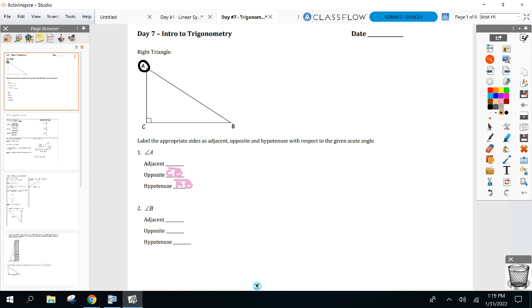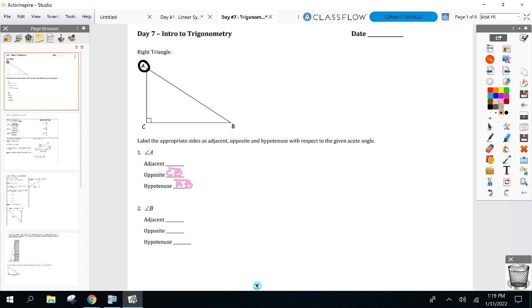Now adjacent. You could give me 2 sides that are next to angle A. But when I'm asking for the adjacent side, I'm looking for a leg, because I already took care of that other side. It's called the hypotenuse. So when I ask for opposite and adjacent sides, you give me the legs.